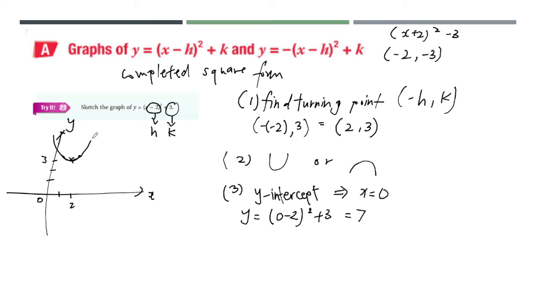It has to be symmetrical, by the way. So let's label this 2, 3, and it cuts at 7. Of course, this is not drawn to scale for now, but just remember to label all the intercepts, okay?